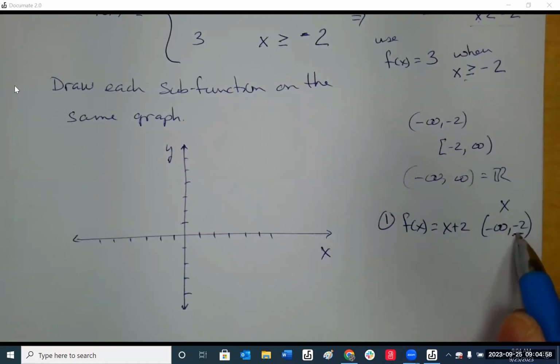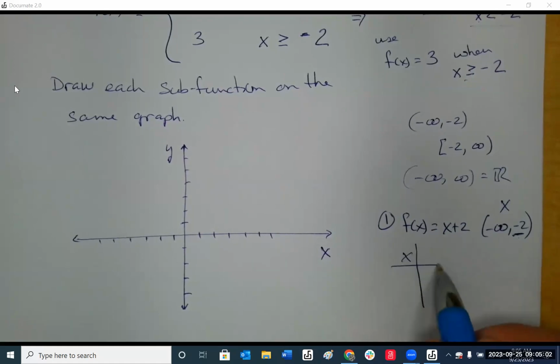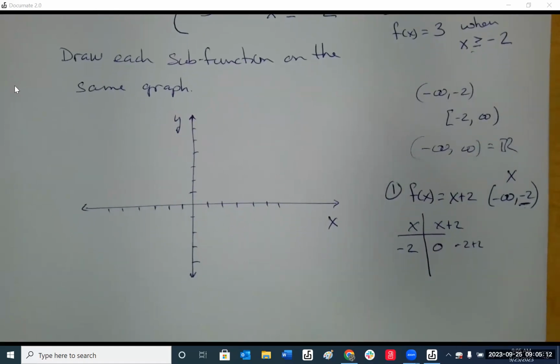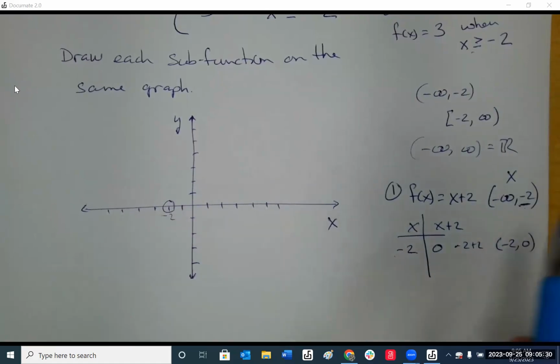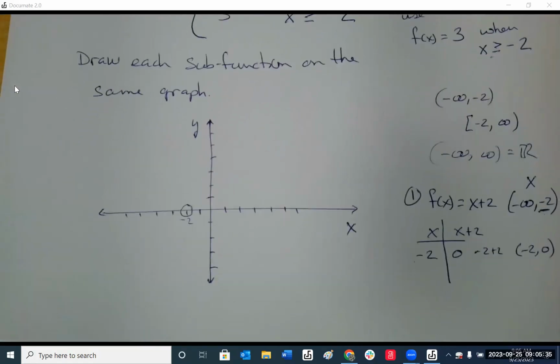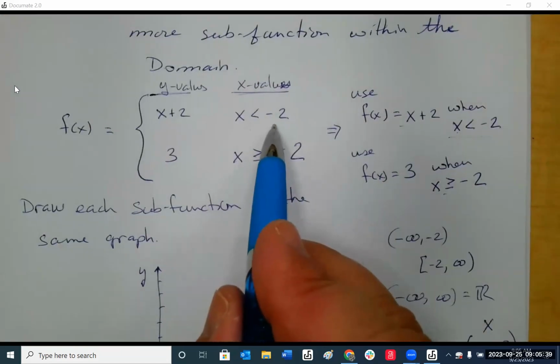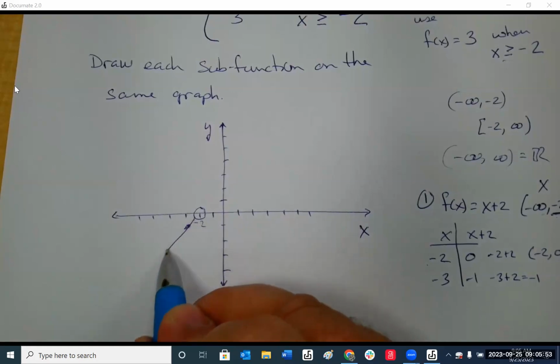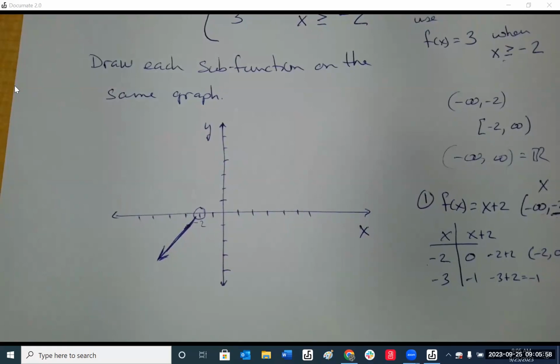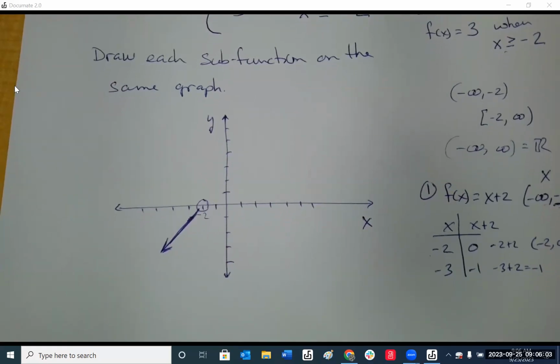So always start off with the point in question at -2. If I plug it in there, I get -2 plus 2 is 0. So at -2, we get 0. Is it an open or closed circle at that point? It's open because we cannot use -2. Remember, x is less than -2. So at -3, if we plug it in there, -3 plus 2 equals -1. Since it's a linear equation, it goes on forever like that. That's the first graph.